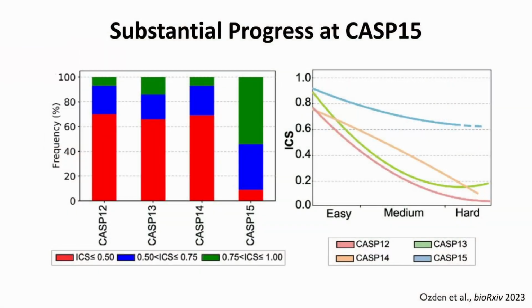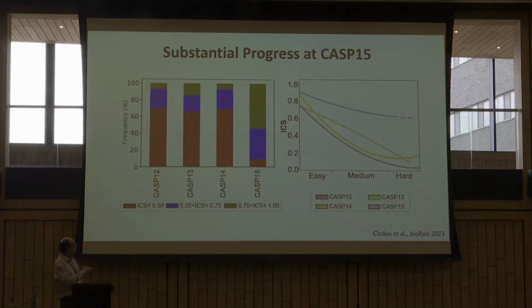At CASP14, this is when AlphaFold 2 debuted, the accuracy of most predictions was quite poor. There are so many different metrics, I'm just going to keep switching between them, but basically 0 is bad, 1 is good. What you see here is that most complex predictions at CASP14 were in this red region, so they're quite poor. The interface of the complex was not recovered in those predictions.